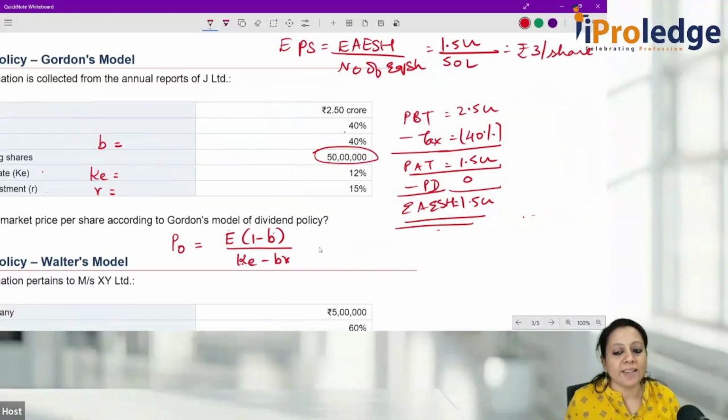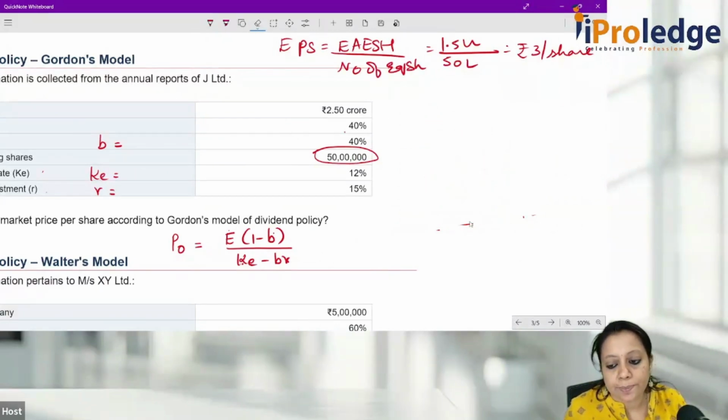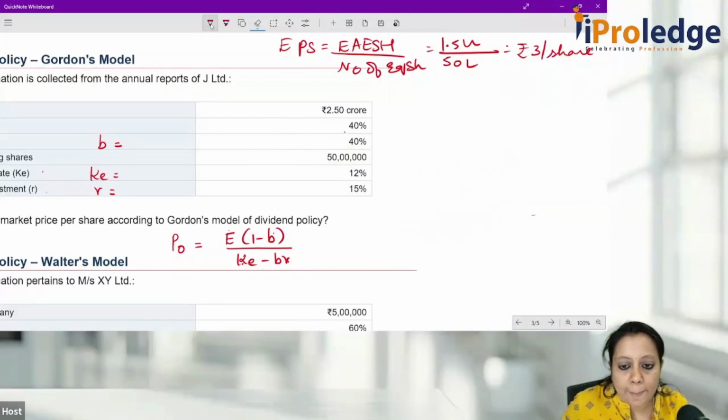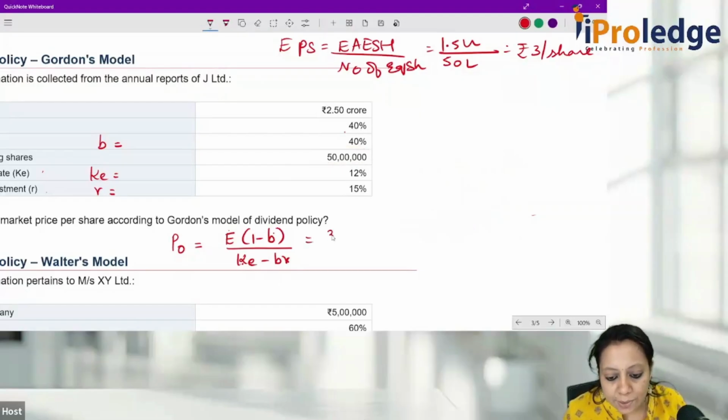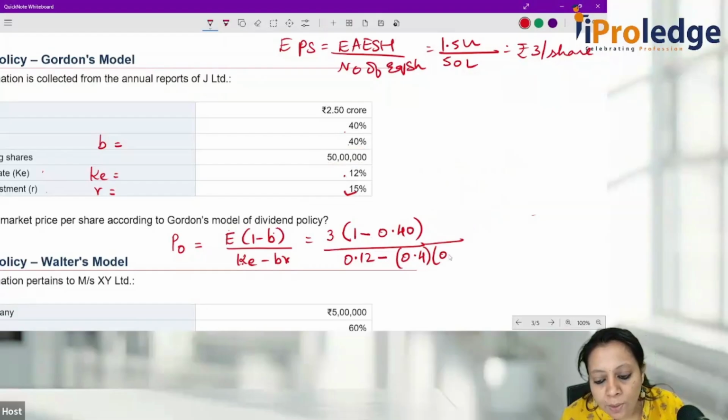Now we will be doing the price of the share. I think it's quite simple. P0 is equal to E into 1 minus b, b is 40%, so I will write 0.4, divided by KE. How much is KE? 12%. I'll write 0.12 minus b, again 0.4, into R. R is how much? 15 percentage. So into 0.15. Like that we will do.